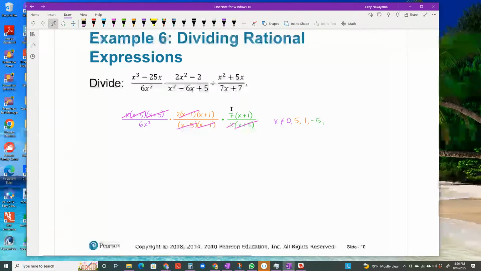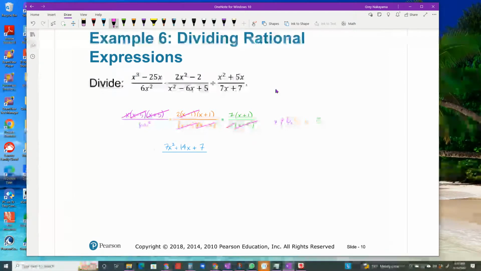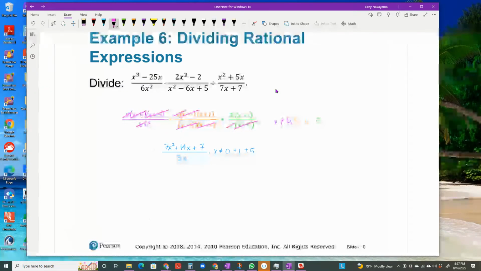So what I'm left with is 7 times x plus 1 quantity squared. When you multiply that out, that's what it looks like, because x plus 1 quantity squared is x squared plus 2x plus 1. And on the bottom, oh, look, I missed this little cross out. 2 and 6 leaves me with a 3x squared on the bottom. And I still have all of my numbers that it can't be, plus or minus 1. Oh, I left that one off because I didn't do the top and the bottom. All right, that's all we got.